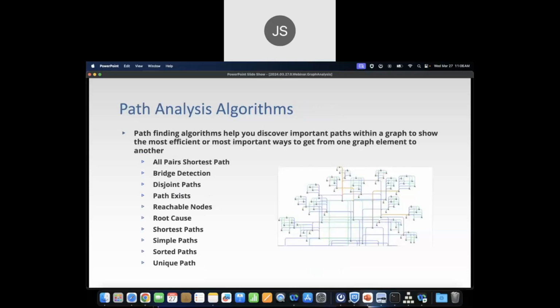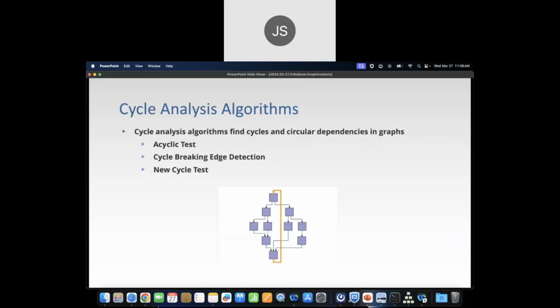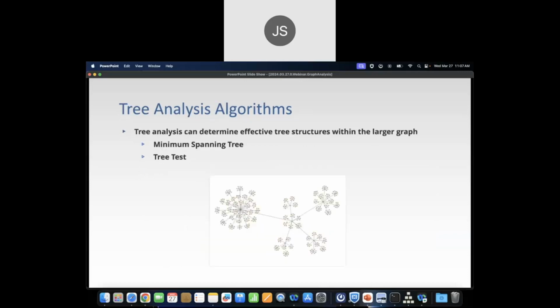Pathfinding algorithms help you discover important paths within a graph to show the most efficient or most important ways to get from one graph element to another. There's many types of path analysis techniques, and we'll be using a few of these here today as well. Cycle analysis algorithms find cycles and circular dependencies in graphs. And there are several of these techniques in perspectives as well. Tree analysis can determine effective tree structures within a larger graph.